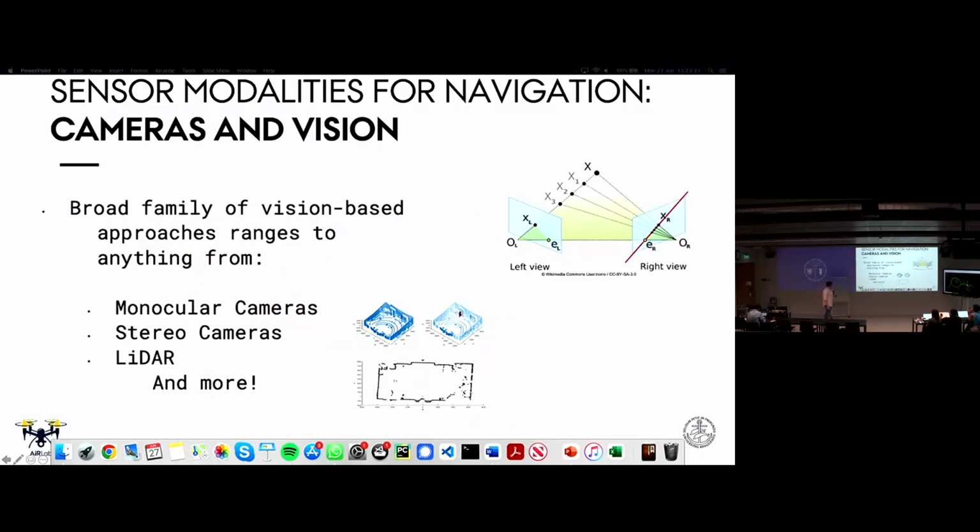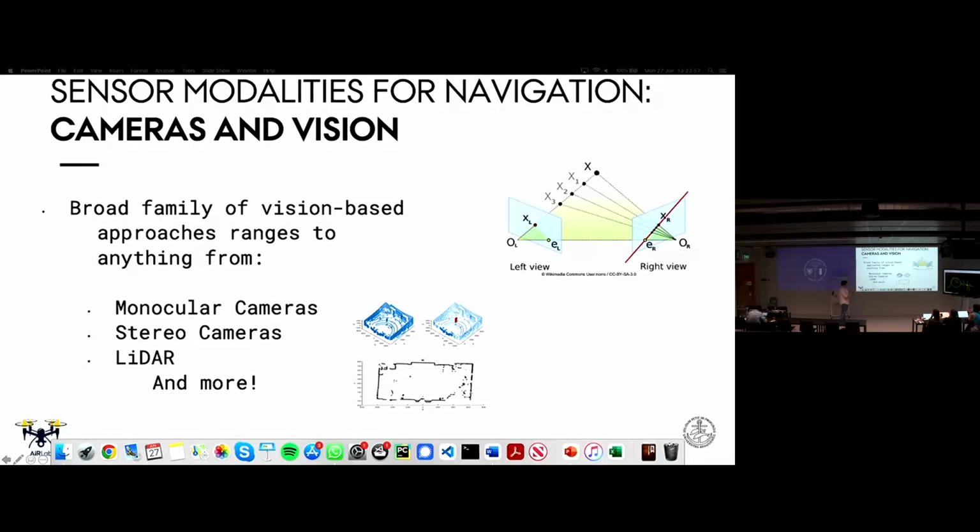A lot of navigation nowadays is done with cameras and vision. This is something that I'm mostly involved in. They range from monocular cameras and stereo cameras to LiDAR. There are a lot more than this, of course. Recently there's a lot of research going into event-based cameras, which is very exciting as well, especially from ETH.